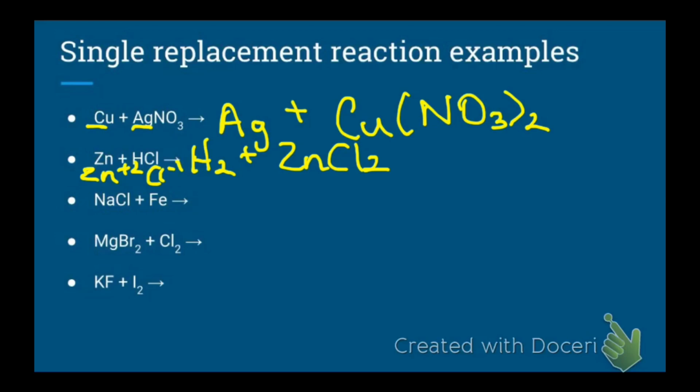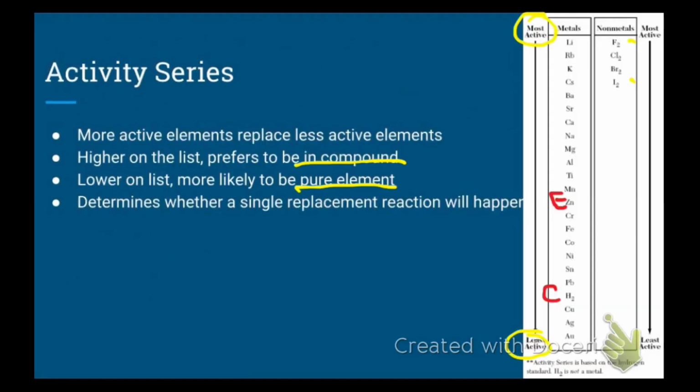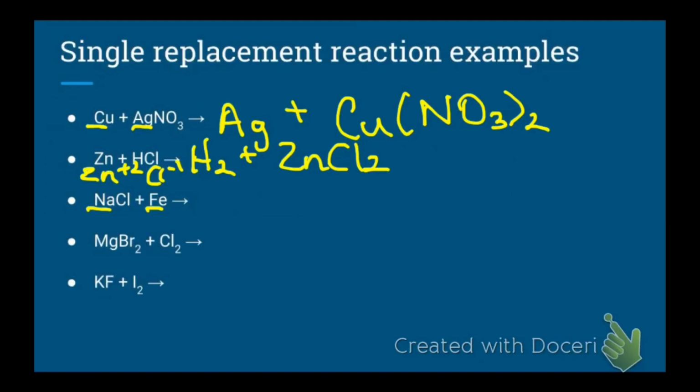Alright, our next one we have sodium chloride and iron. So we've got to compare our 2 metals on our list. So we go back. Sodium is currently in our compound, and iron is a pure element. So, is anything going to happen? No, because if it's higher on the list, it would rather be in a compound. Sodium is higher on the list, and it's already in a compound. So all we've got to write here is no reaction, or NR. Nothing's going to happen. You can't get pure sodium out of salt by adding iron to it. You'd have to add something higher on the list than sodium, and there's not a whole lot.